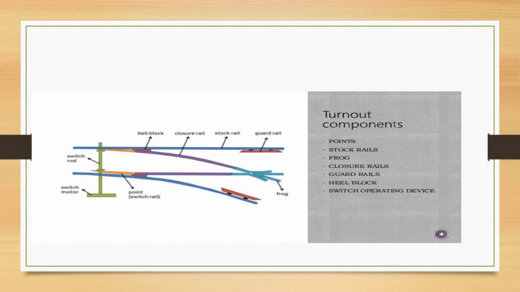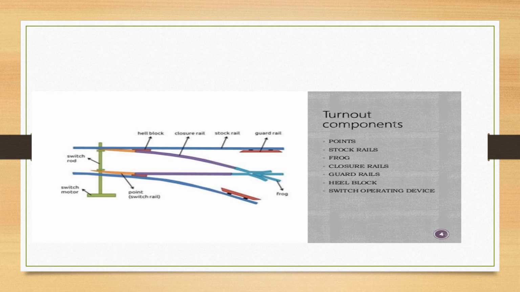A pair of tongue rails. The tongue rails along with stock rails form a pair of switches or points. The function of tongue rails is the diversion of a train from the main track to a branch track.